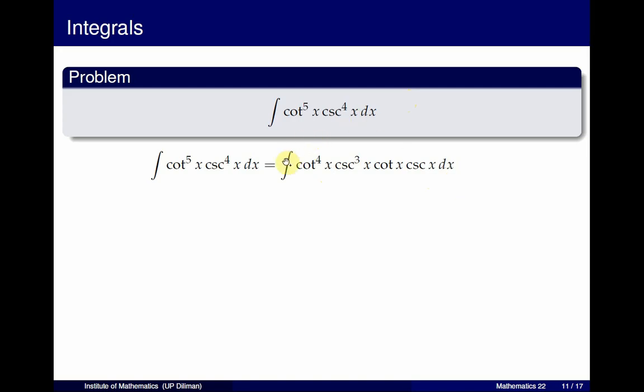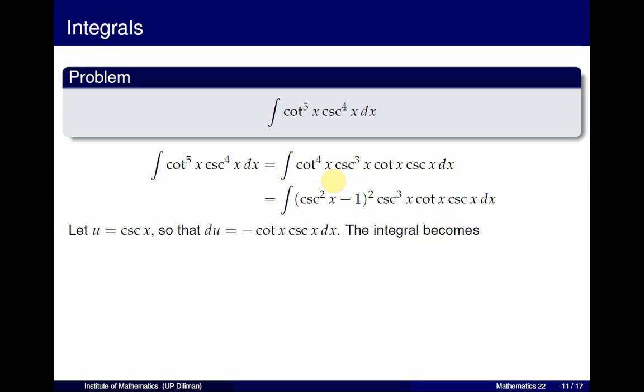So that means we have to get rid of this cotangent to the fourth of x by converting it to cosecant x. Cotangent to the fourth of x is just cotangent squared x squared, and using the Pythagorean identity gives us cosecant squared x minus 1 squared. So our integral now becomes integral of the quantity cosecant squared x minus 1 squared cosecant cube x cotangent x cosecant x dx. And as I've said a while ago, we will let u be cosecant of x.